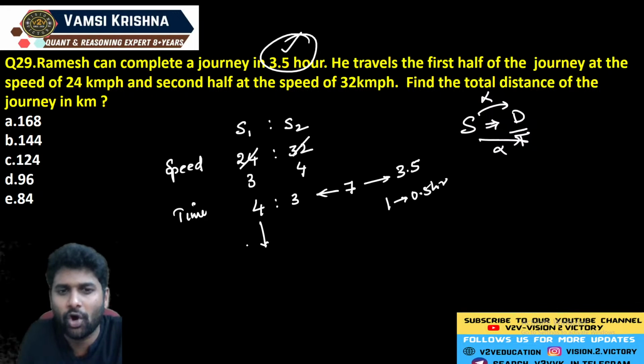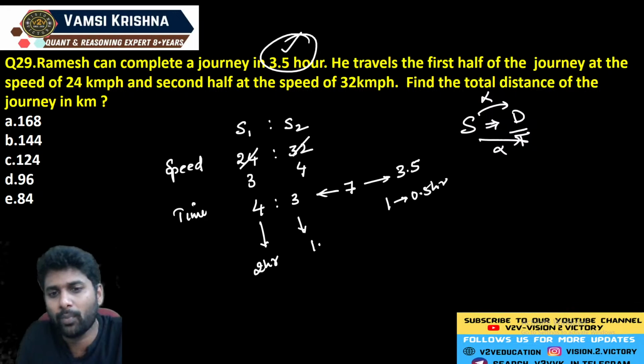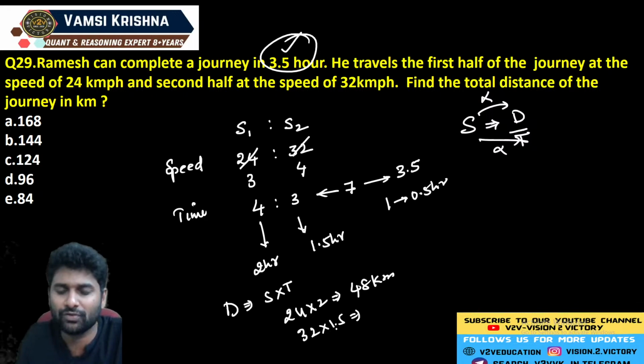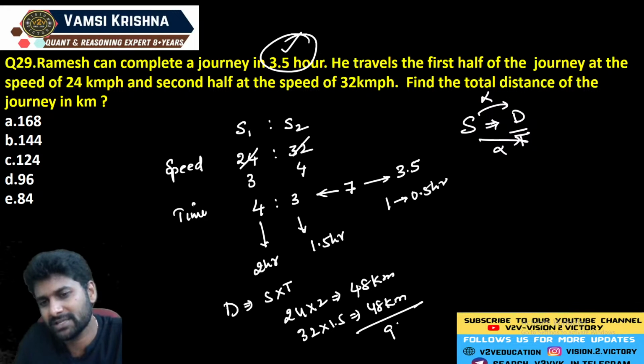Means the first half takes 2 hours and the second half takes 1.5 hours. Now we know the speed and we know the time, so you can calculate the distance. Distance is equal to speed into time. 24 multiplied by 2, the first half of the journey is 48 kilometers. Now 32 multiplied by 1.5. So 32 ones are 32, 32 into 0.5 is 16. So again it is also 48 kilometers. Now the total distance is 96.